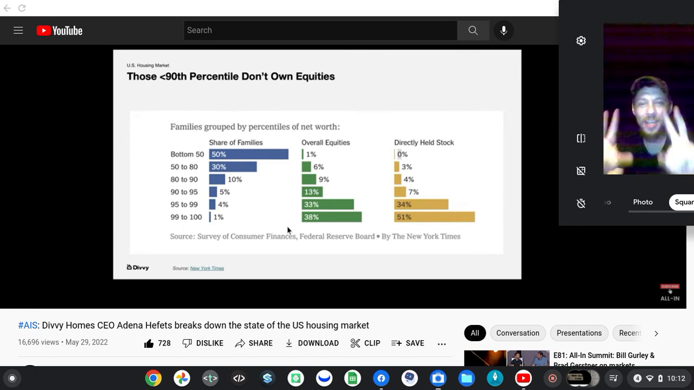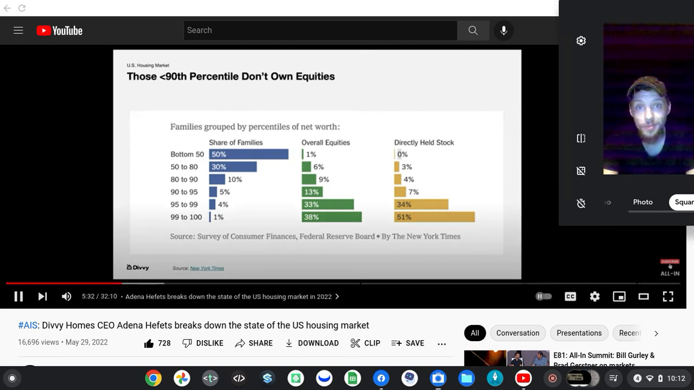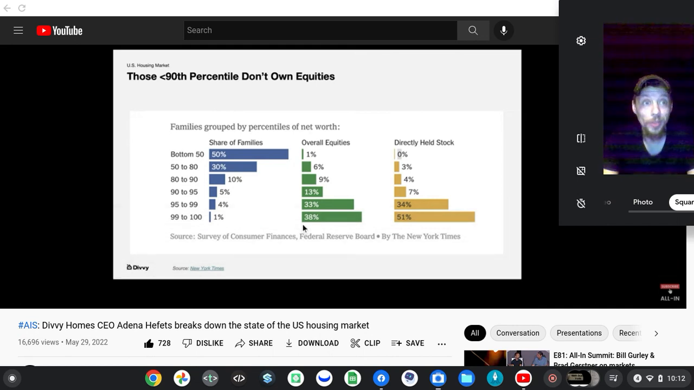So the blue bars is the percent of families: bottom 50 percentile of income earners, 50%; 50 to 80th percentile, 30%, and so on. And what this is to say is that the bottom 50% of families and households own 1% of overall equities in the stock market. When you look directly at held stocks, in the stock market, they own 0%.